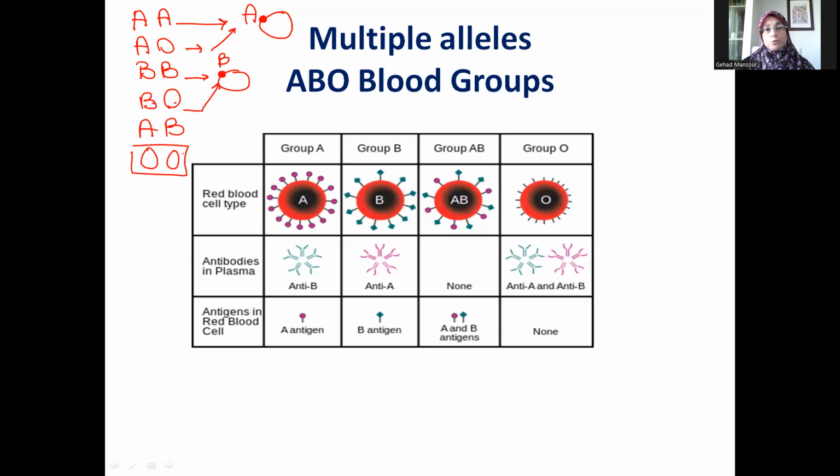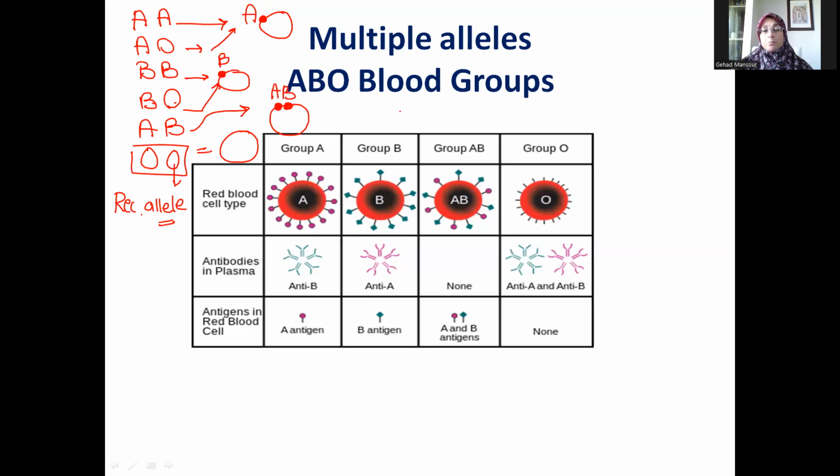Here, of course, you will be O. And it is important to note that this recessive allele O is not represented by an antigen. So your red blood corpuscle will not have any antigen on it. But if your genotype is AB, because A and B are co-dominant, then you will see both of them on the red blood corpuscle.